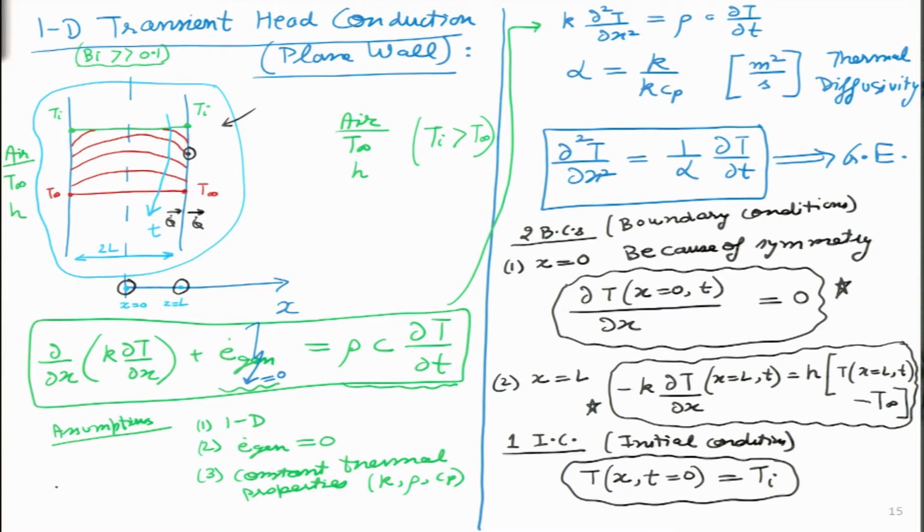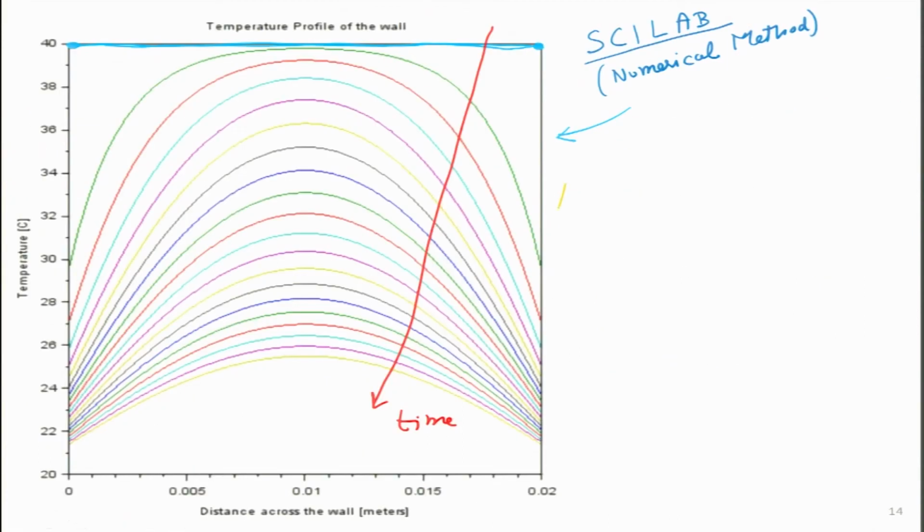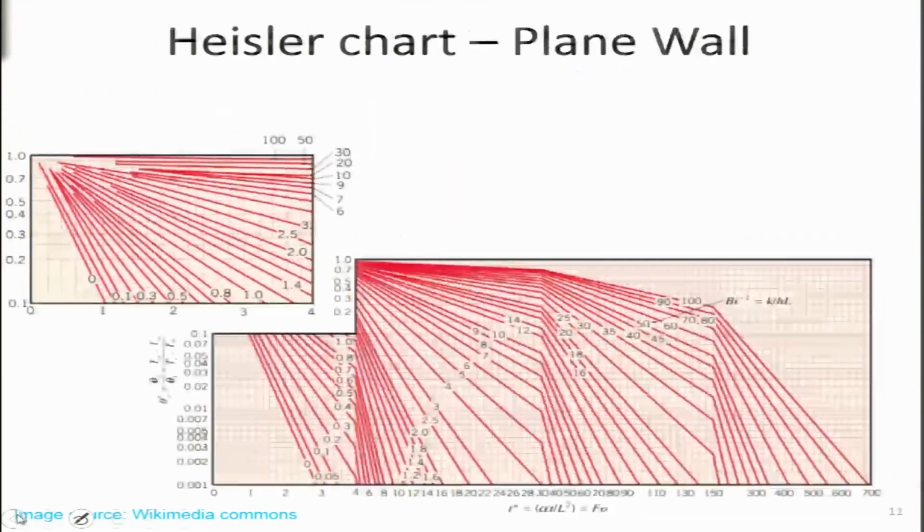So if I can use maybe the orange color pen now and then highlight my 4 important equations. So this is the governing equation that I want to solve. So I want to summarize what we want to actually do. This is our objective function. We want to solve it. And what we will get by solving it is something like this. Either we will get it numerically or the same thing we will get through the Heisler chart for plane wall.